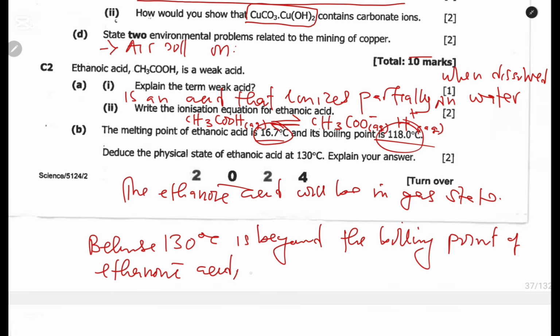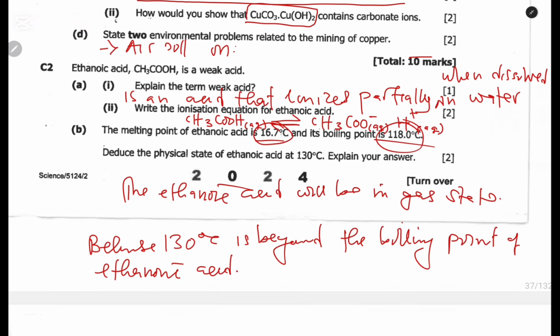The molecules of ethanoic acid at that particular point have enough energy to break free from the surface tension of the liquid and turn into vapor. So the reason why we are saying it will be in gas state is because at that particular point, the molecules of ethanoic acid will have enough energy to overcome the force of attraction between the molecules, and therefore will be able to escape.